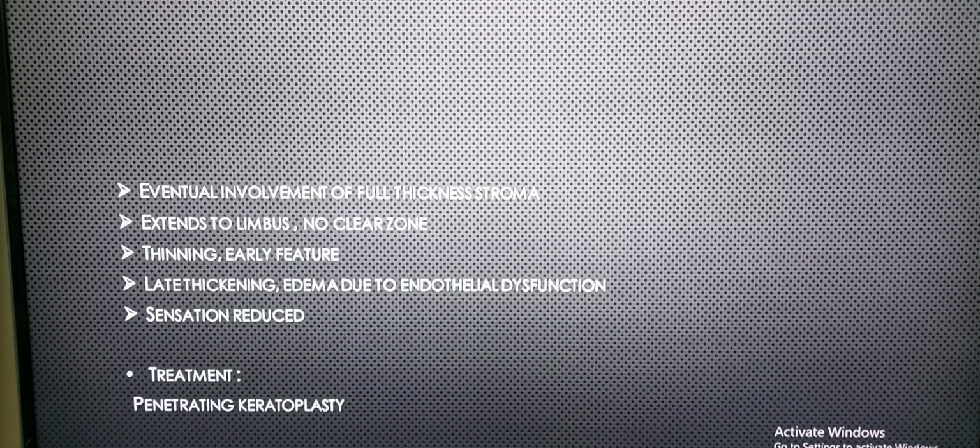There is eventual involvement of the full thickness stroma. It extends to the limbus, and there is no clear zone between the opacity and the limbus. Thinning is an early feature, and there is thickening later due to edema, and edema occurs due to endothelial dysfunction. The sensations are reduced. Treatment is penetrating keratoplasty.